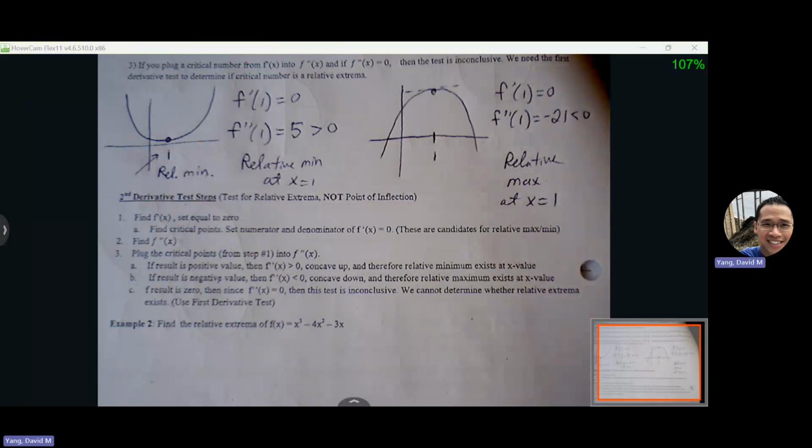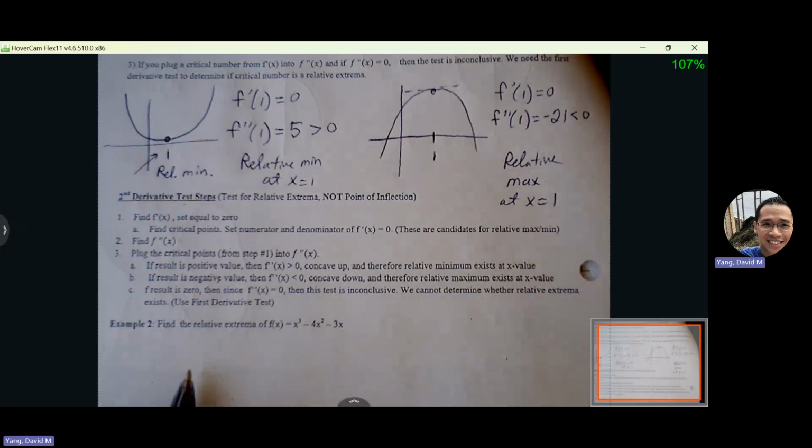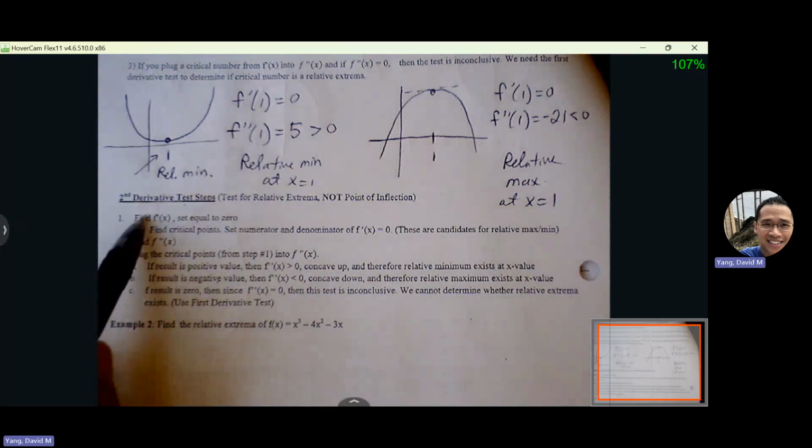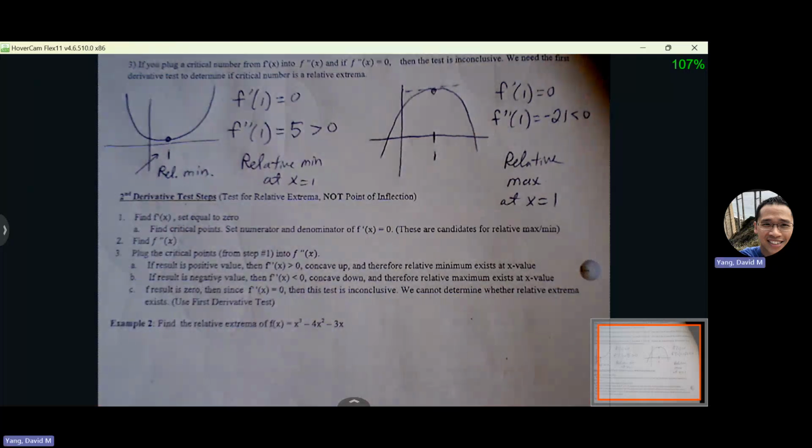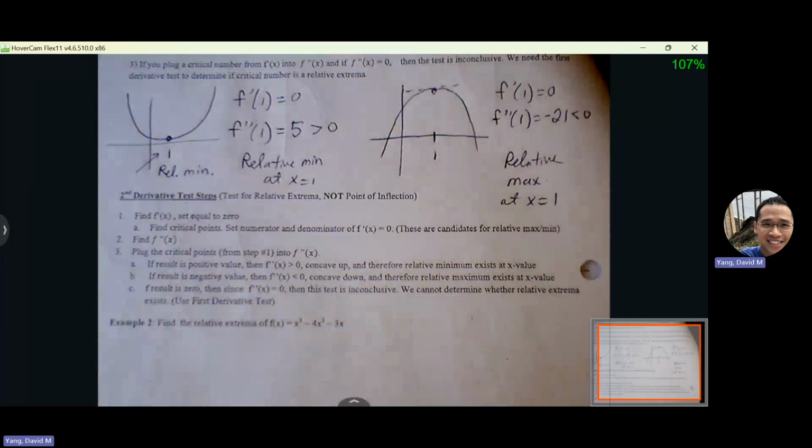Okay, so let me show what this process looks like from beginning to end. What we're going to do is find f prime. We're going to find our critical points. But rather than creating a sign line for the critical points, we're going to plug them into the second derivative function and ask if it's giving us a positive or negative value. And then from there, we can determine if we have a relative max or relative min.